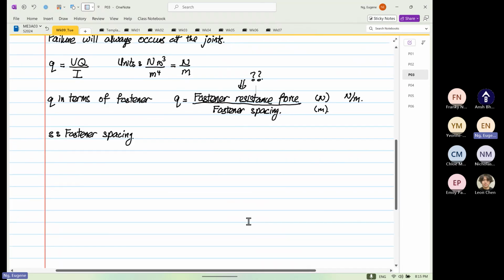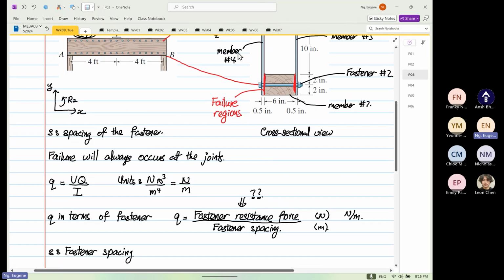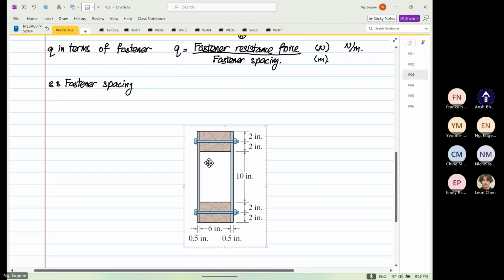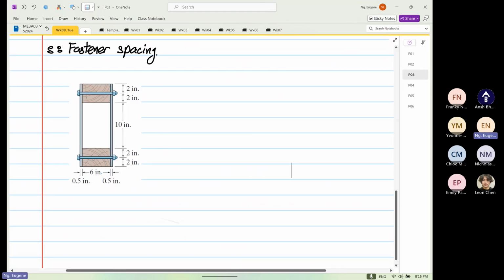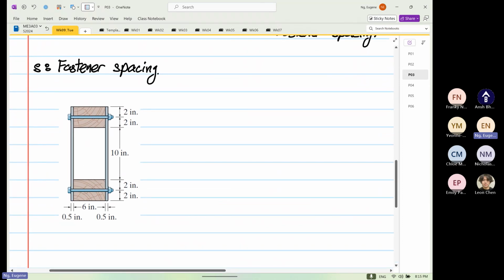If we were to look into this cross-sectional view again, the fastener resistance force is, I'm going to draw this, where you are going to pull out the fastener. So this is our fastener resistance force.